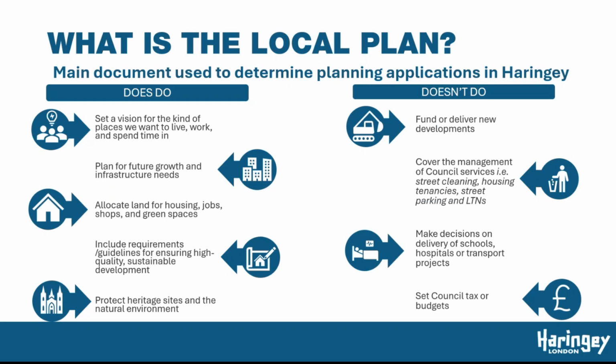So to start with, what is the local plan? The local plan is a really important document, one of the council's most important documents, as it's the main document used to determine planning applications in Haringey. So what does that mean? What the plan does is set a vision for the kind of places that we want to live, work and spend time in the borough.